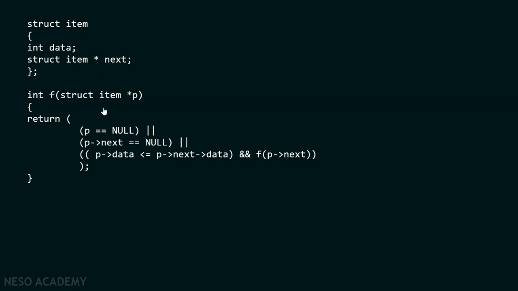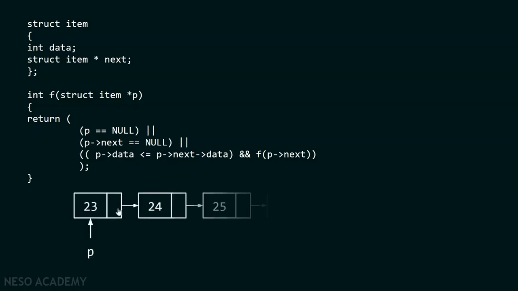Here this function receives a pointer, and according to the question, this pointer is the pointer to some singly linked list. Let us suppose this is the singly linked list and these are the data values available in this singly linked list: 23, 24, 25 and 26. P is the pointer pointing to the first node of the list. Now, inside this function we have a return statement, and within this return statement we have all these lines of code. Our job is to understand all these lines of code and identify when this function will return 1.